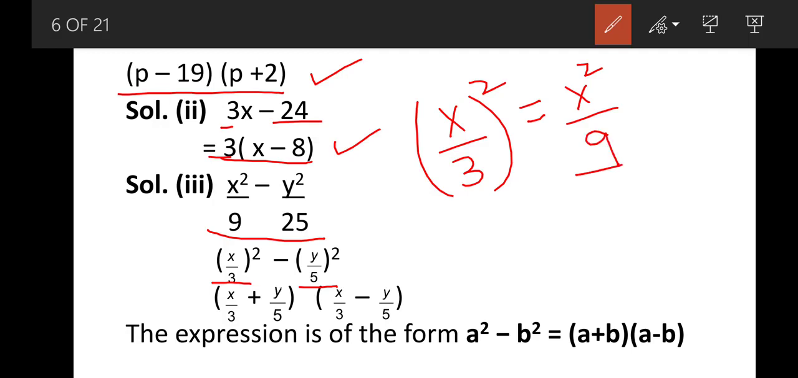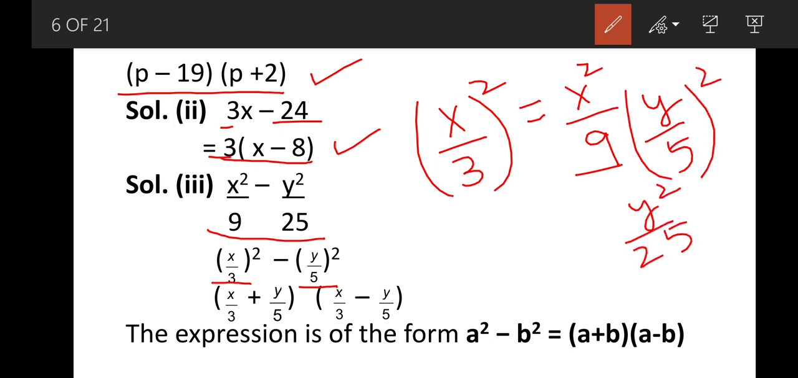Same is the case with y over 5. If I do y over 5 whole square, what will I be getting? Y square over 25, which is given to us in the question. So we have written x square by 9 as x over 3 whole square, and y square over 25 as y over 5 whole square.